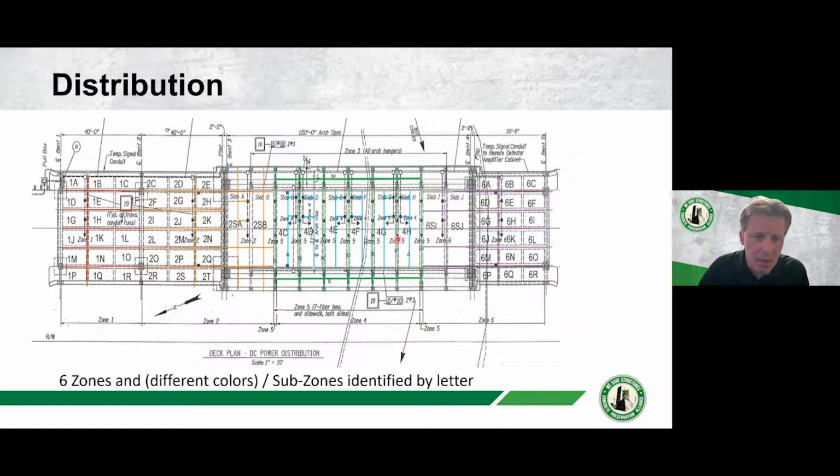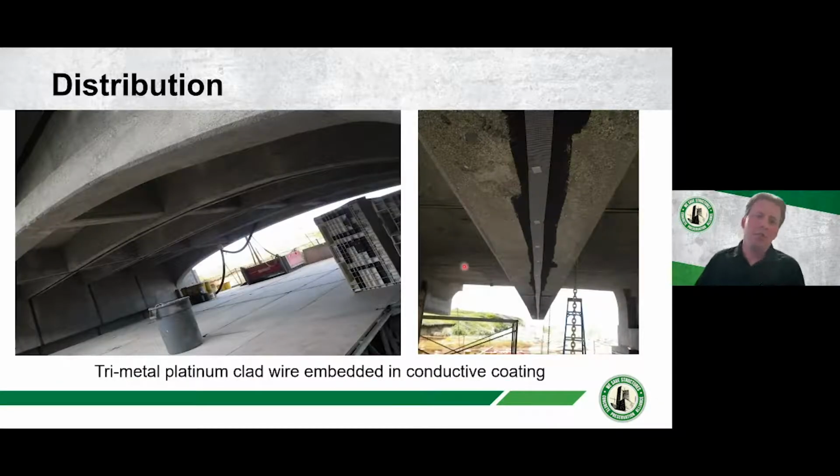And then you can see the different squares and diamonds here. That's where they have had structure connections, anode connections, and reference electrodes. So the distribution, it's a really thin platinum wire. You can barely see it underneath that mesh there.